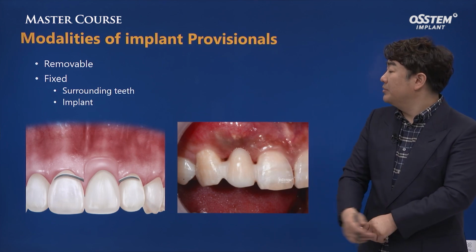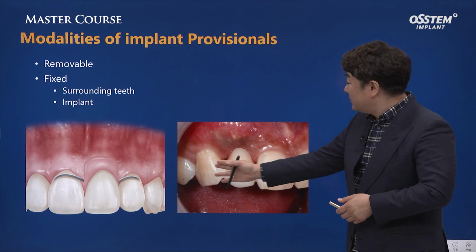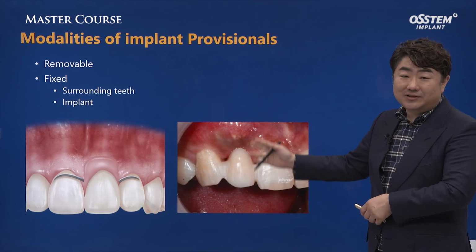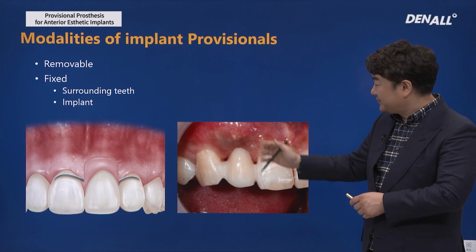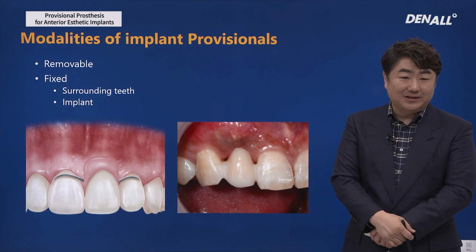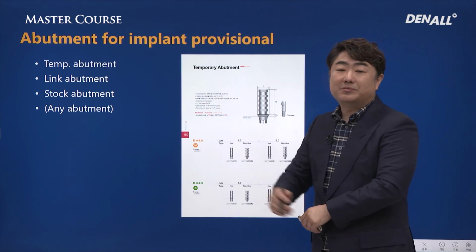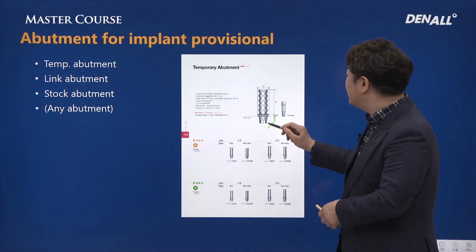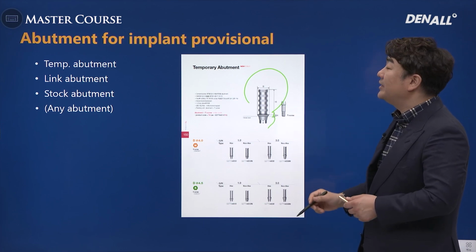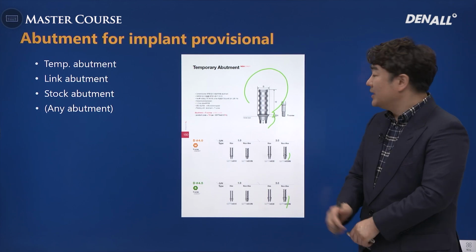When creating an implant provisional, we can use an RPD, which can be removable, or we can attach it to adjacent teeth if implant primary stability and other conditions are favorable. An implant abutment can be connected. For implant provisionals, we can consider temporary abutments. There's the connection area, the cuff, and on top, different materials. There are different cuff heights, as I've mentioned previously.